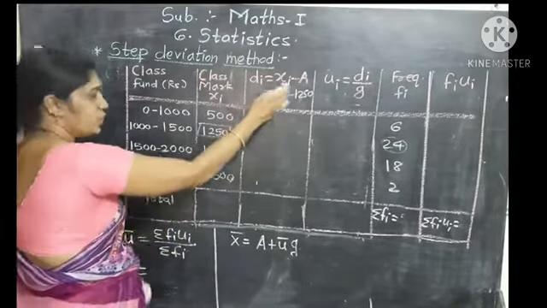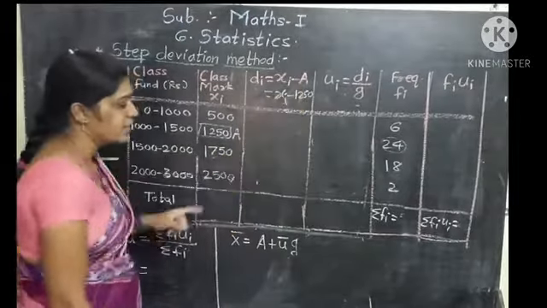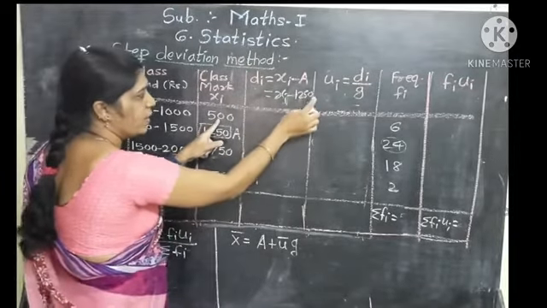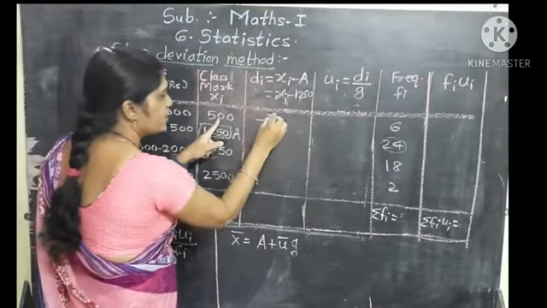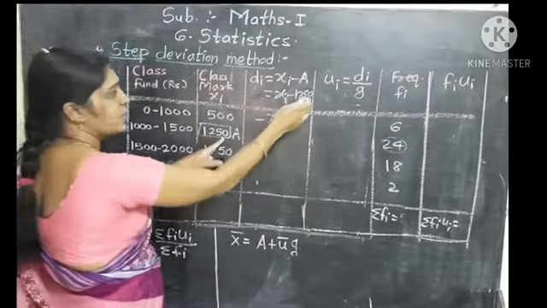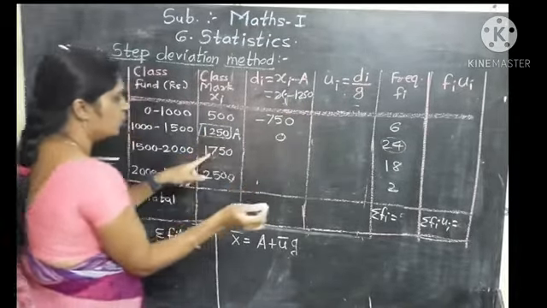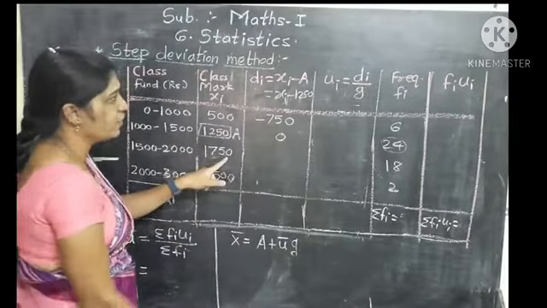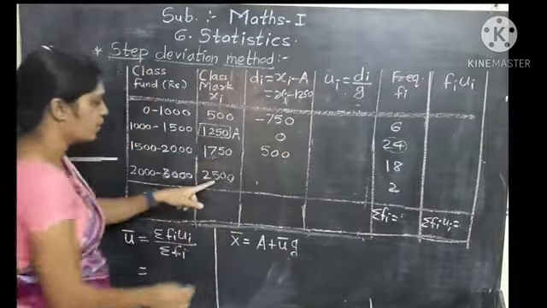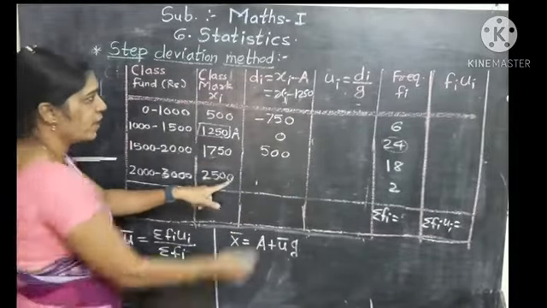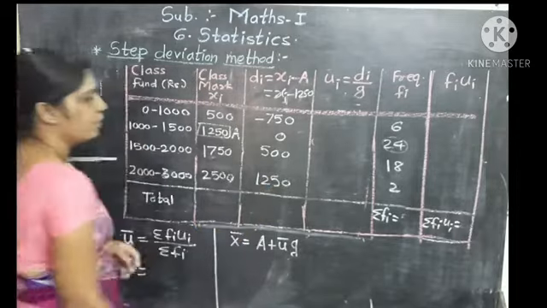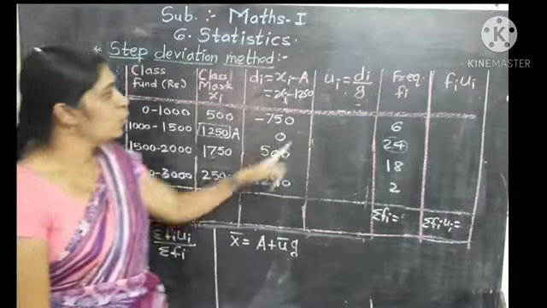Now di is equal to xi minus a. 500 minus 1250 is minus 750. 1250 minus 1250 is 0. 1750 minus 1250 is 500. 2500 minus 1250 is 1250. Okay. Now what is ui?